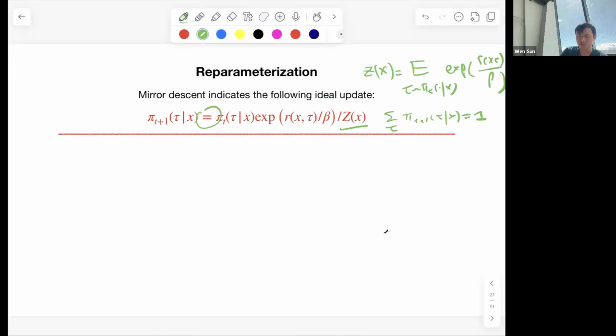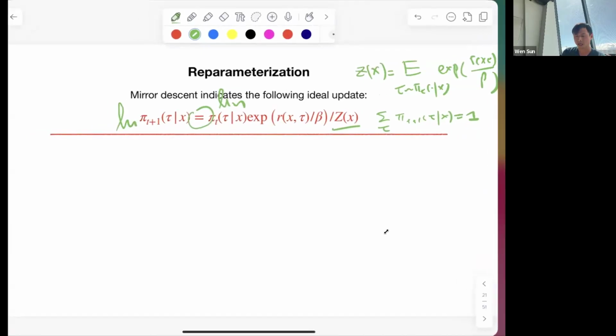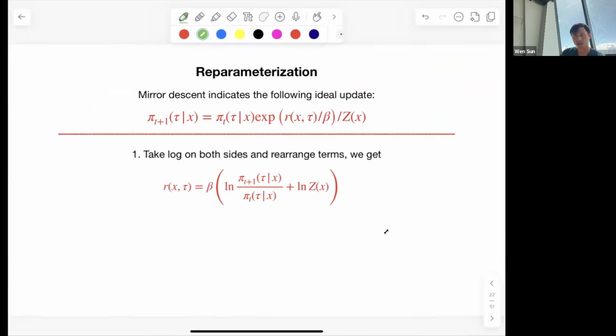Okay, so let's do the reparameterization trick. I'm just going to take the log on both sides of this expression, and then I'm going to pull the reward function out, like what we did in DPO. And this is what we're going to get. I basically arrive at this relationship between the reward and the analytical form that I would get if I run this mirror descent step. This is literally just coming from the mirror descent update.